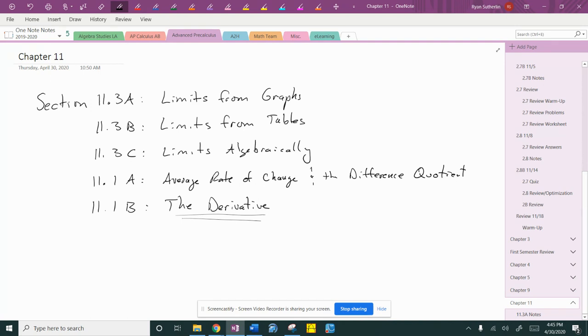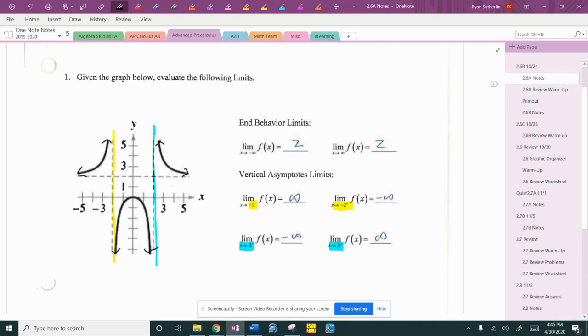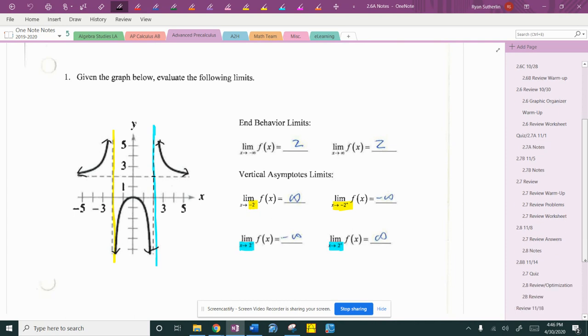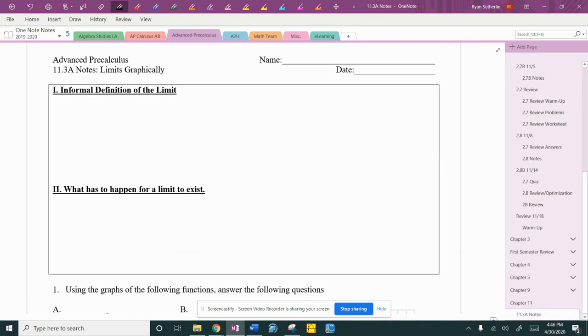Let me go back up here on the side to where we first saw limits this year. We've done a bit with it. This is from our first notes on graphing rational functions, and you can see we evaluated some limits. We did limits as x approaches infinity in behavior limits, and we did limits as you're approaching asymptotes. So it's the same idea, except this time we're going to look at limits as you approach a point, as well as these asymptotes.